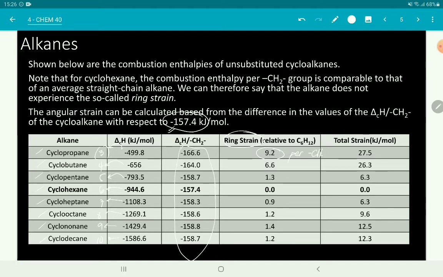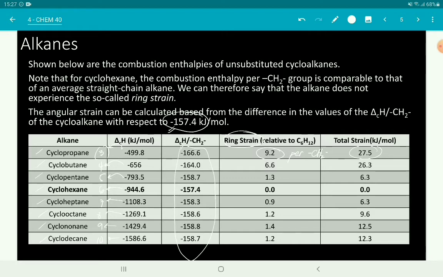Okay? Per CH2. So ang gagawin nyo, yung ring strain, i-multiply nyo by the number of carbons ng inyong compound. So for cyclopropane, for example, 9.2 times 3, kasi tatlo yung carbons ng cyclopropane, makukuha ka ng 27.5 kilojoules per mole na ring strain for the whole cyclopropane. Mapapansin nyo, yun yung pinakamataas. Kasi, cyclopropane is triangle.